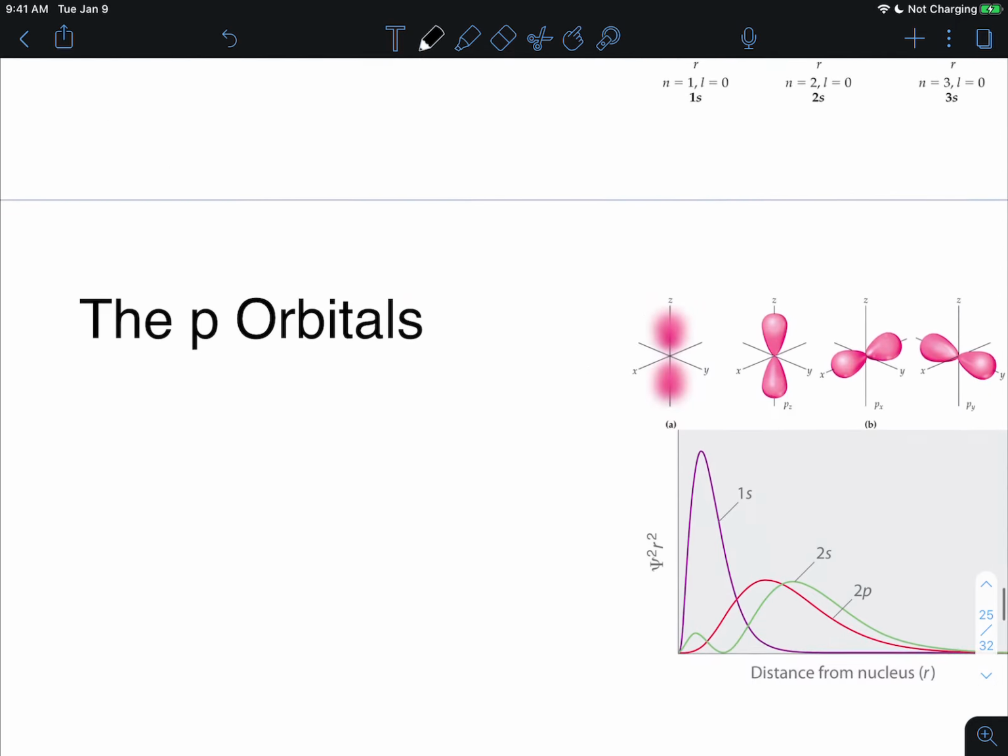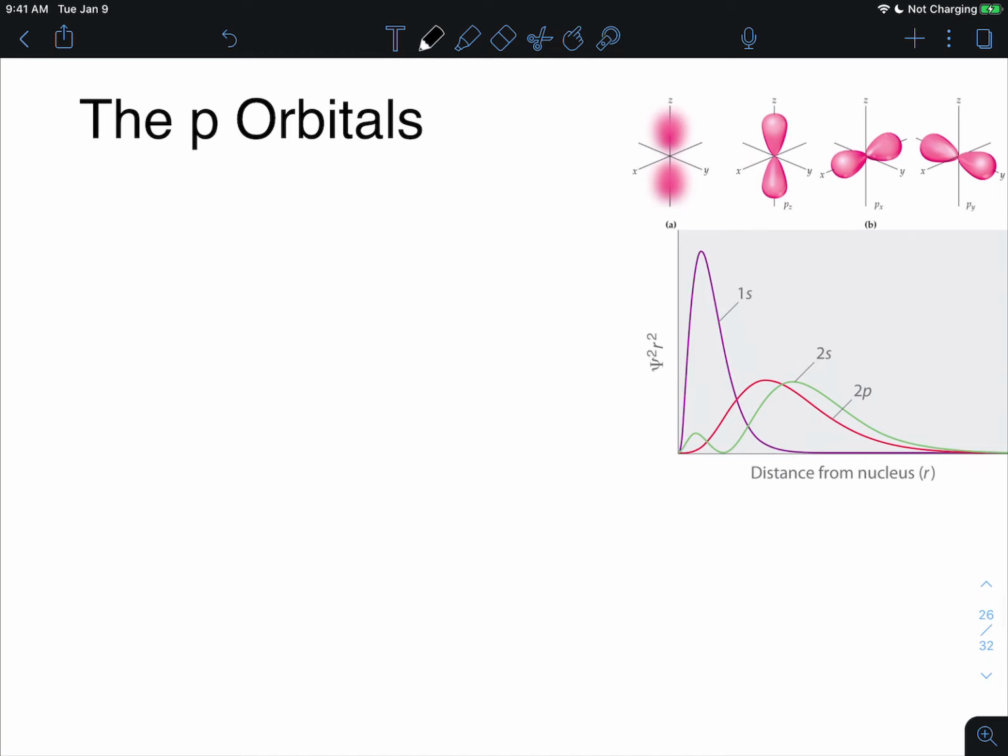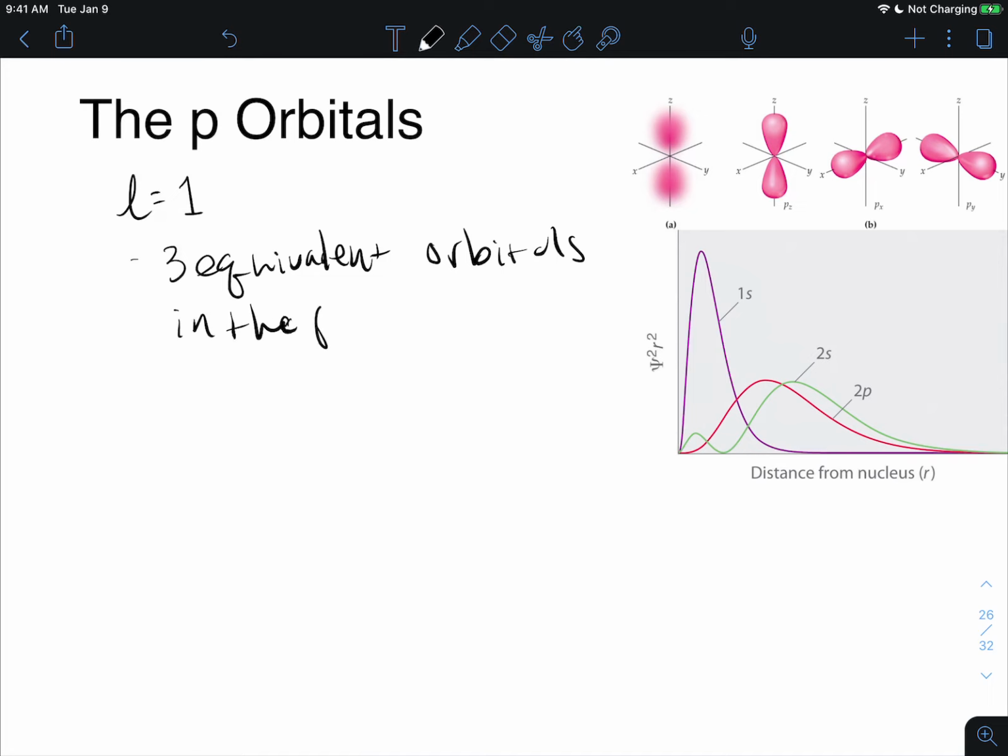Okay, let's look at our p orbitals, which do have an angular node. In a p orbital, L is equal to 1. So we have 3 equivalent orbitals in the p subshell. So they all have the same energy. And they have a dumbbell shape.